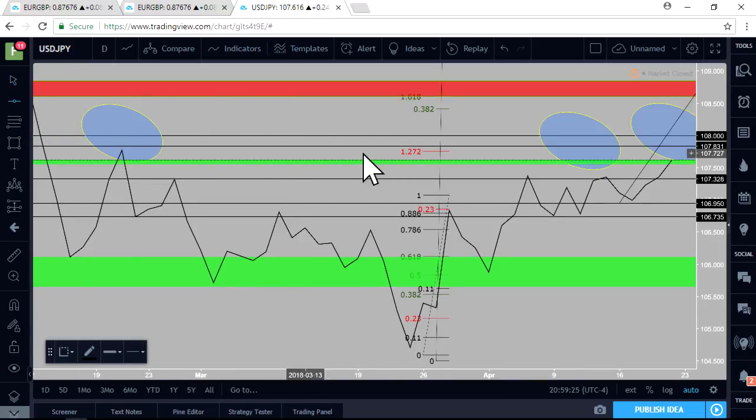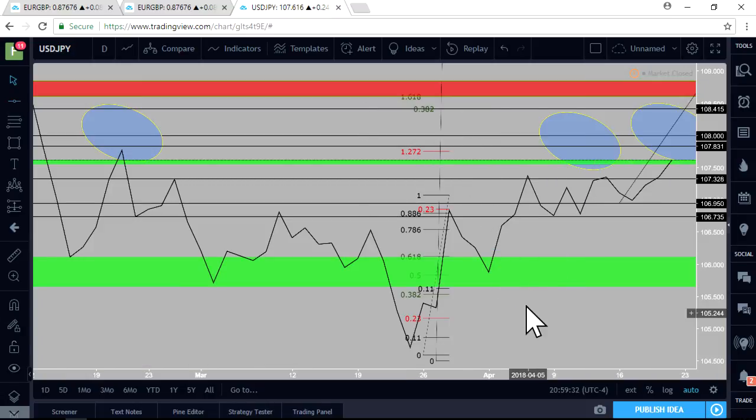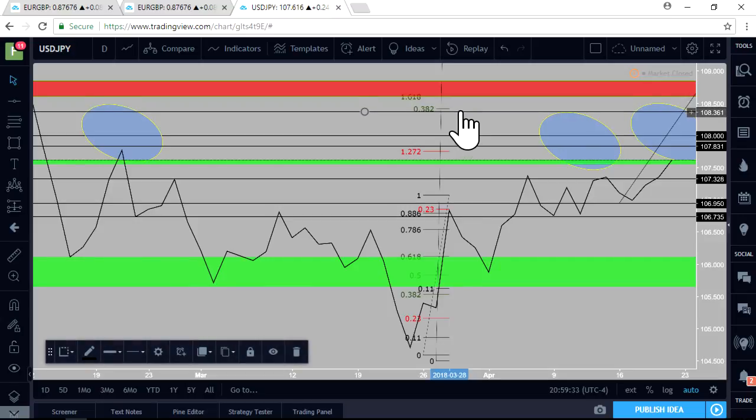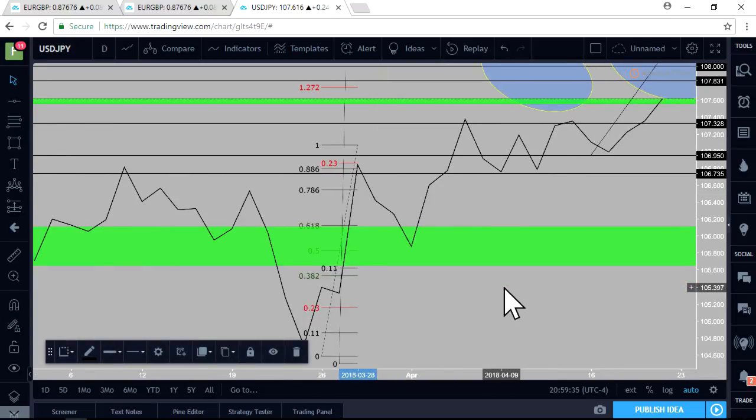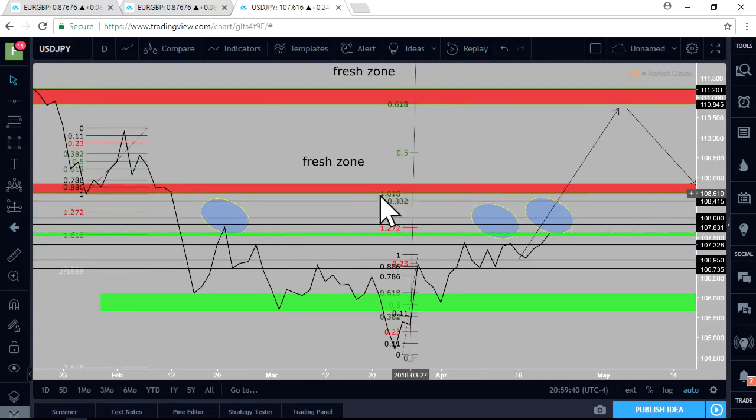The market moves in levels. 382 is right here. 382 is 108,415. 108,415 is at the 382. Okay? And that's right at the 1618. That's the next level that we're looking for. We just hit the, let me see if I can get one of these fibs out the way.